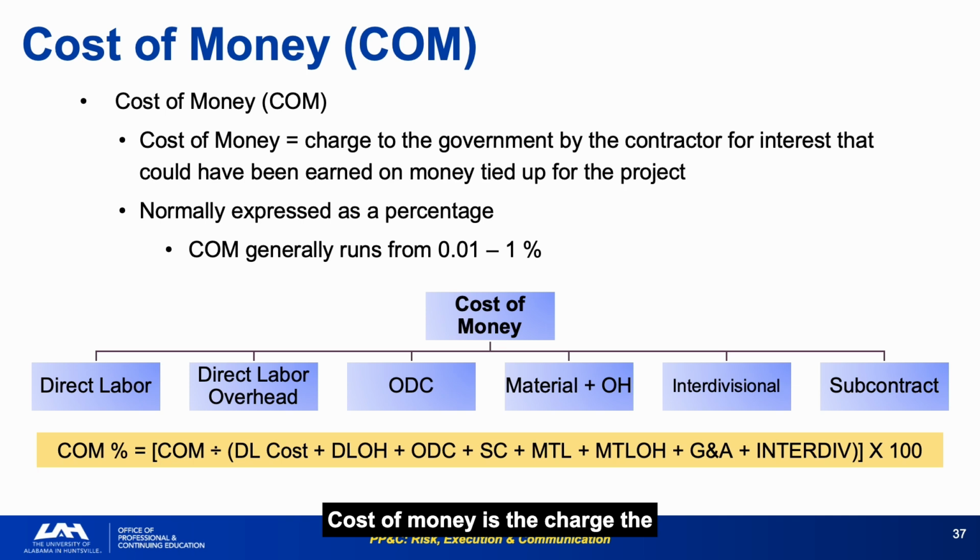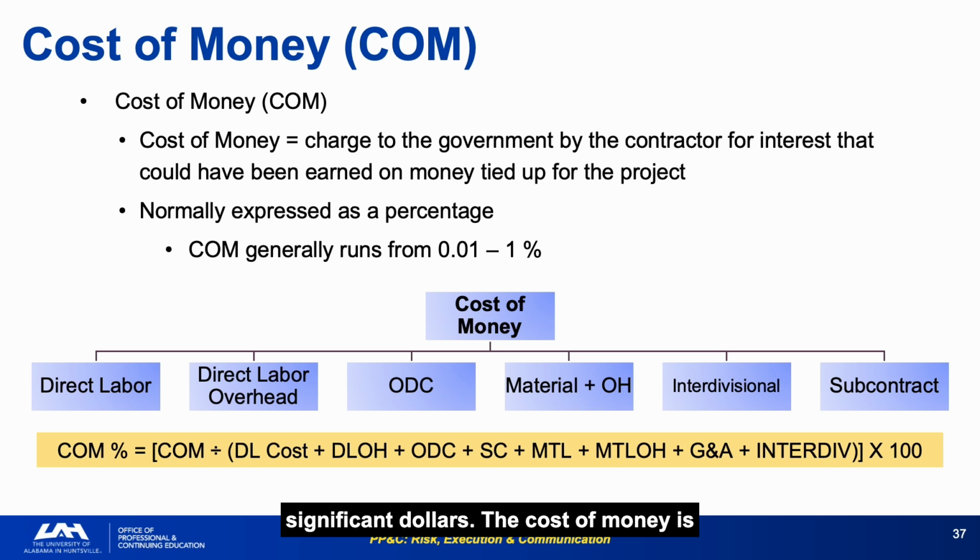Cost of money is the charge the contractor passes to the government for the interest cost of capital tied up in the program, typically running between 0.01 and 1% and applied to nearly all cost elements. The cost of money essentially covers the float in the financial system when the contractor has advanced funds for purchases before being reimbursed. On large programs, even a small percentage can represent significant dollars.